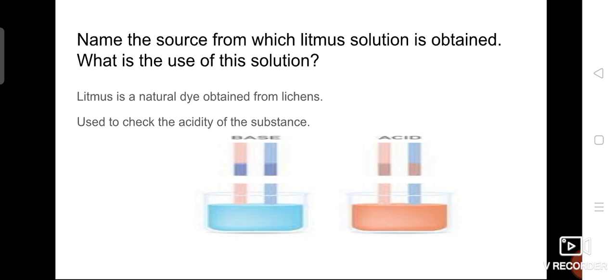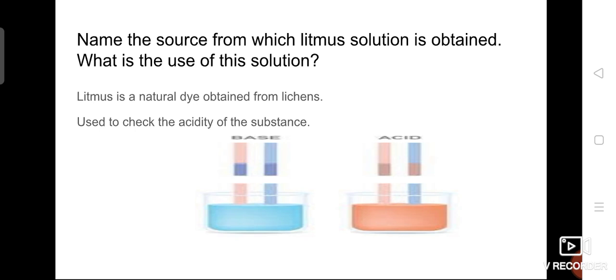Okay, what is the use of this solution? With the help of this litmus solution, we can check the acidity of the substance. That is, if any substance is given, with the help of the litmus, we can say whether it is acidic in nature or basic in nature or neutral in nature. That is the main use of this litmus paper.